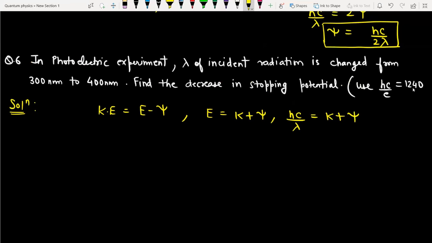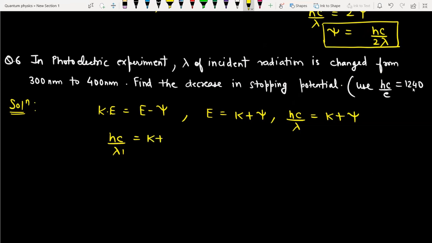Now let's denote. Let's write for this 300 nanometers. So we get hc over lambda 1, where lambda 1 is equal to 300 nanometers. We'll put this value, lambda 1 equal to 300, when we get the final expression. So this hc over lambda 1 becomes equal to the kinetic energy K plus psi, the work function.